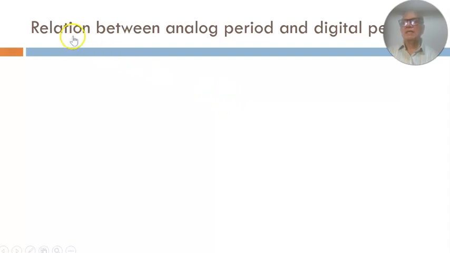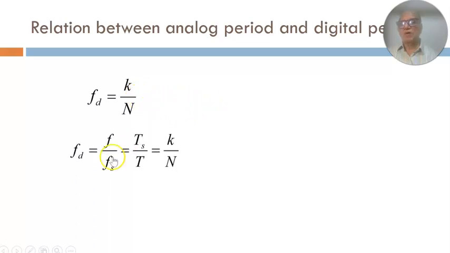Then another thing we want to find is the relation between the analog period and the digital period. So let us proceed. Fd, as we know, is given by k by n. We also know that it is given by f by fs. Now f is 1 by T and fs is 1 by Ts. So we can write it like this: Ts divided by T is equal to k by n. So by cross multiplication, we can write this equation: n into Ts is equal to k times T.